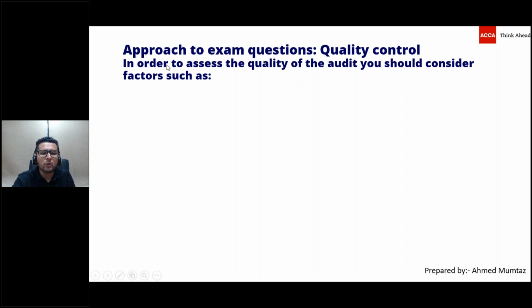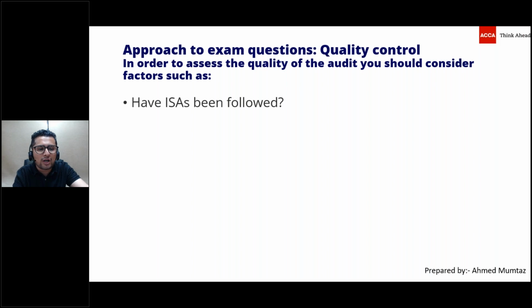Quality control. In order to assess the quality of the audit, you should consider factors such as... Now if you come up with an exam question on quality control, you need to focus on the following things. Number one, this list, which I'm going to explain in the next 5 minutes, is going to help you a lot in your final exam.